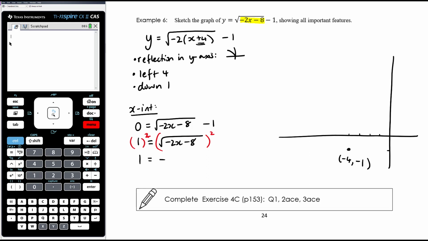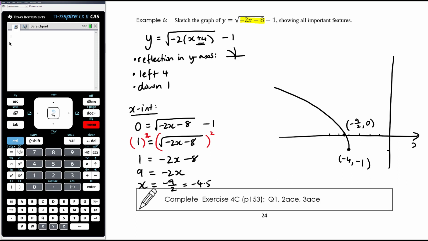So we're going to have 1 equals -2x minus 8. We're going to add 8. 9 equals -2x. And so x is -9 on 2, which is -4.5, if that helps us. Alright, so if we continue our scale, that's sort of -5, -6, we're going to be crossing here. Okay, so that's going to be the point -9 on 2, 0. And we've got our end point at -4, -1. So we've got at least 2 points, including the end point and any axis intercepts.